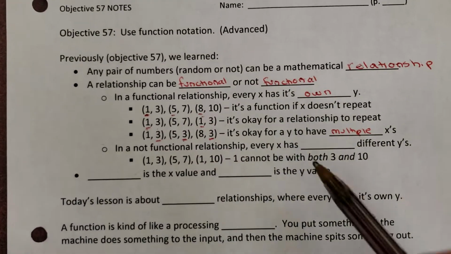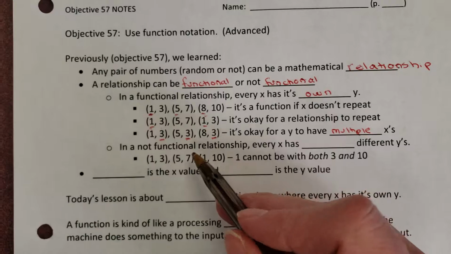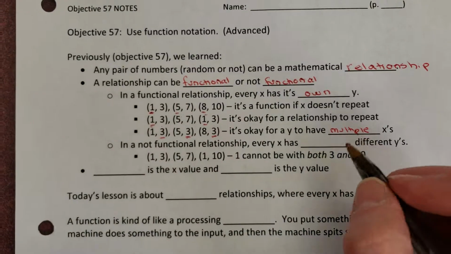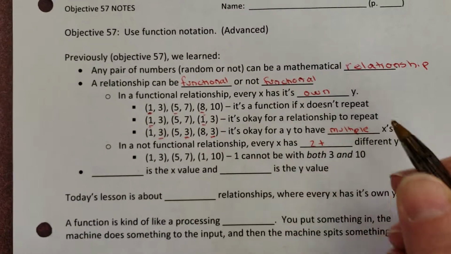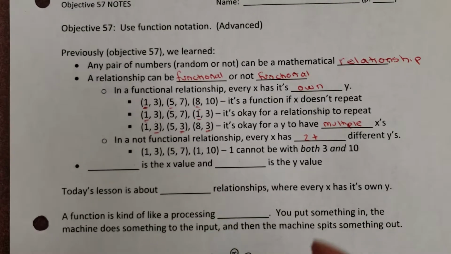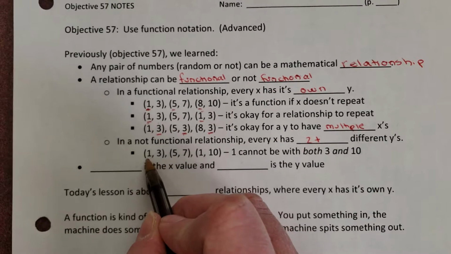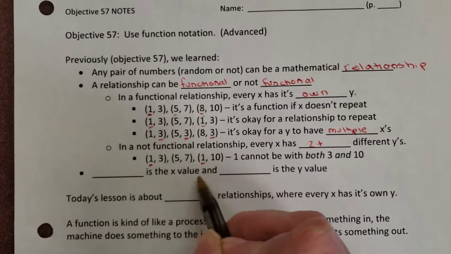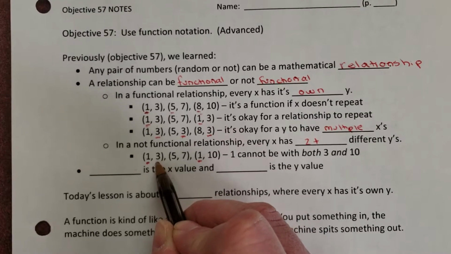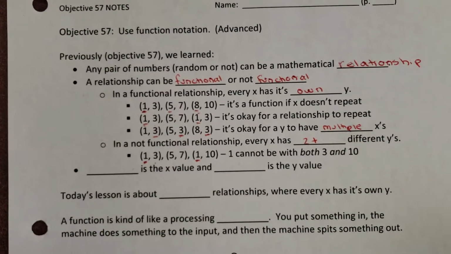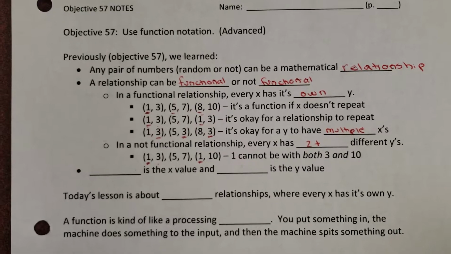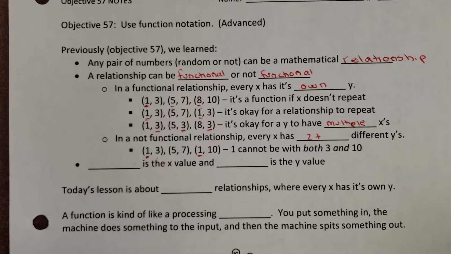So if an x has its own y, it's functional; it's not functional if x has 2 or more different y's. So here's an example of a not functional relationship. Here I have 1 repeated as an x, and the first time it's with 3, and the second time it's with 10. And that can't be. It can be with 3 or 10, but not both.